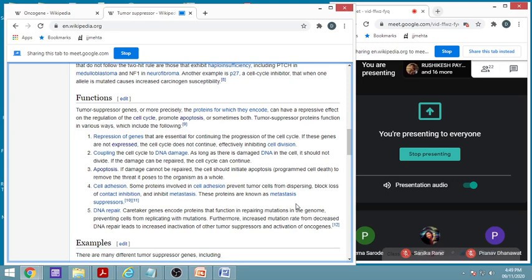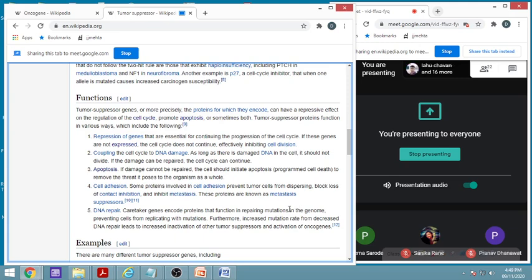Then cell adhesion. Some proteins involved in adhesion prevent tumor cells from dispersing, and they block loss of contact inhibition and inhibit metastasis. Metastasis is the most dangerous thing in cancers, which normally occurs in malignant cancers, where the cancer cell spreads to various organs, and then it becomes very dangerous to control and very difficult to save the patient. These proteins are known as metastasis suppressors, and they again help as anti-cancer.